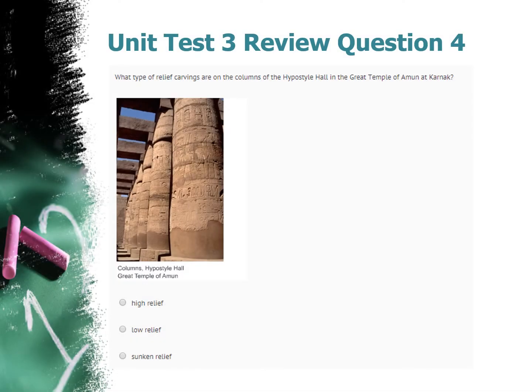Okay, question number 4. What type of relief carvings are on the columns of the Hypostyle Hall in the Great Temple of Amun at Karnak? That's a lot of big words. Anybody want to take a guess at how many I said wrong? Probably a bunch. Okay. So here are the answers: high relief, low relief, sunken relief. And again, I think this one's pretty self-explanatory, but let's look at what the answer is.